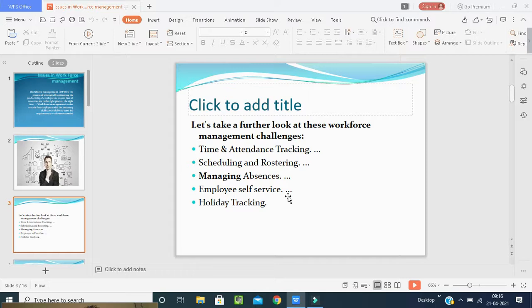Next. Let us take a further look at this workforce management challenge. What are the things that are needed? Time and attendance tracking should be there. How many hours should an employee work with the company within a day, and what will be his average attendance? How many days can he take leave in a month or in a year? These things will be scheduling his timing and rostering his work, managing absences. If a person is going to take more absences, how can we manage him? Employee self services, holiday tracking. All these things come into workforce management.